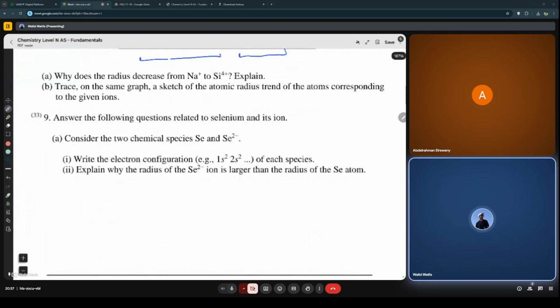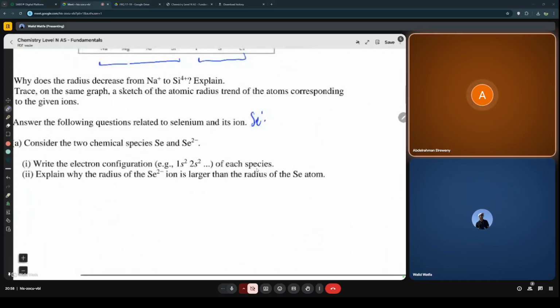Question 9. Answer the following questions related to selenium and its ion, Se2-. Write the electron configuration. You know how to write configs. Skip it, huh? Let's do it fast. Okay, Se. Se, it's group 34 if I'm not mistaken. So, group 34?